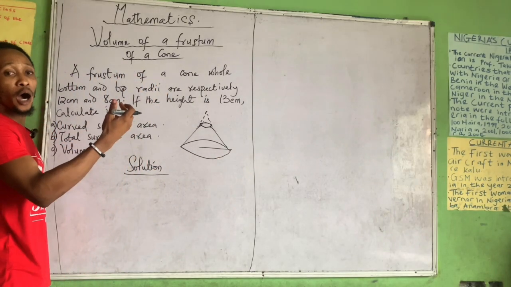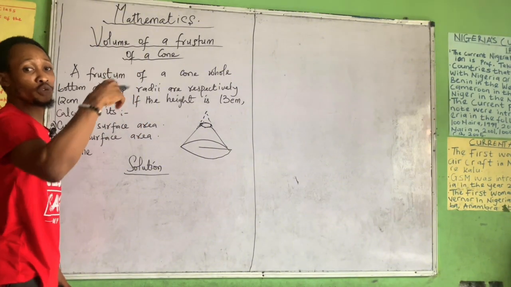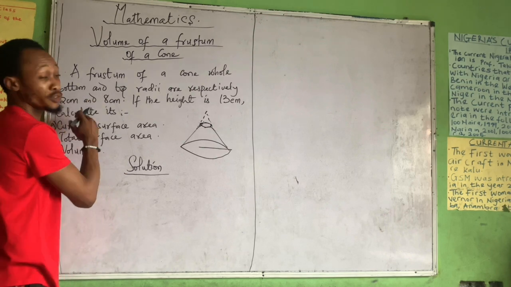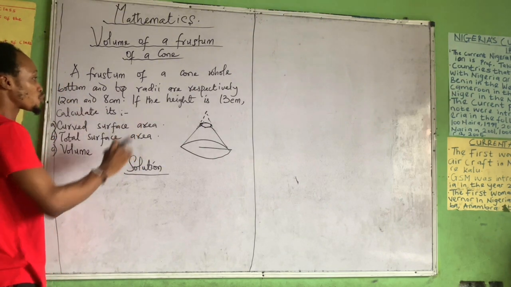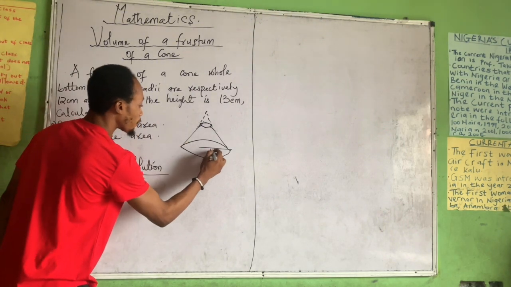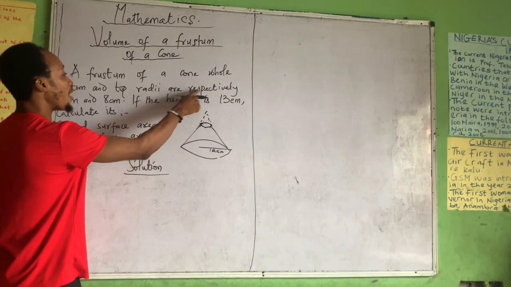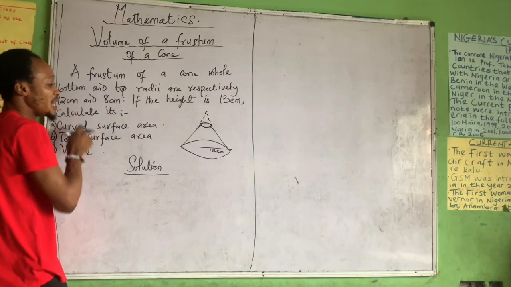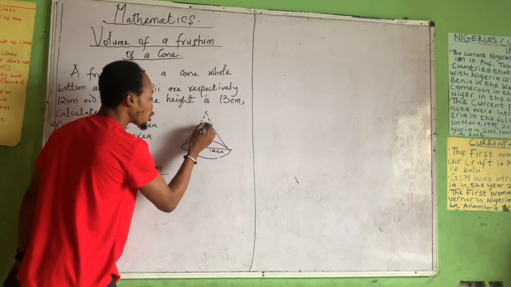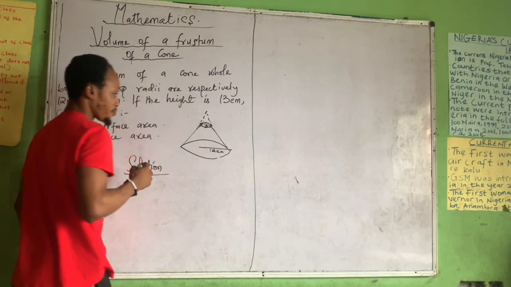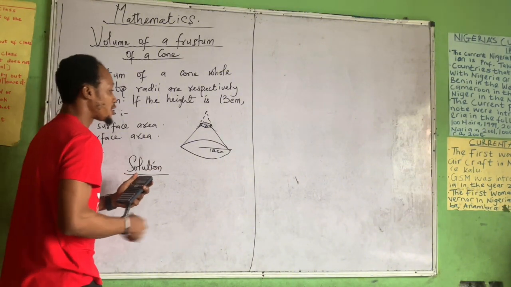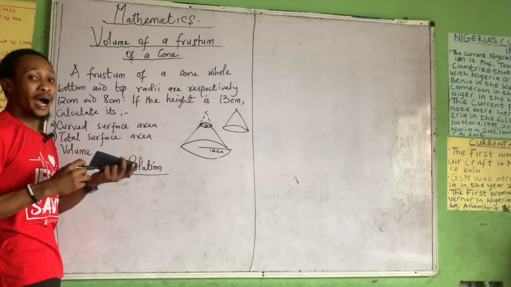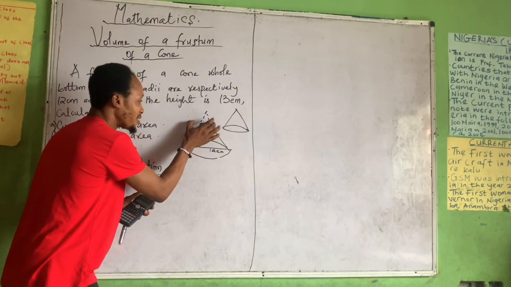Radii means plural of radius. So radius, the plural is radii. The two radii, because one is radius and two is radii. So 12 centimeter is for the bottom. They said respectively 12, that's bottom and top. So bottom is 12, top is 8. Now you can see that the cone was initially supposed to be like this, but because you have cut it out, the frustum is now in this form here.